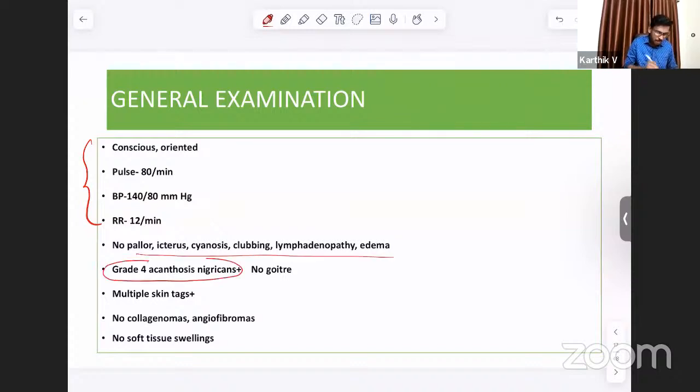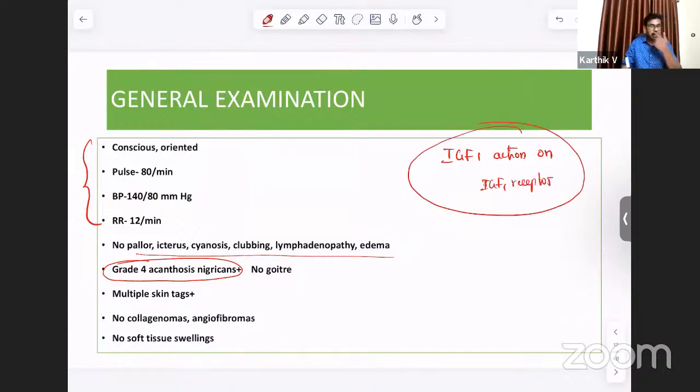Now, what is the importance of acanthosis nigricans in a patient with diabetes? Why does it occur? It is due to increased IGF-1 action on its receptor, the IGF-1 receptor. So a patient develops acanthosis nigricans due to IGF-1 action on the IGF-1 receptor. But when insulin levels are very high, this insulin can bind to the IGF-1 receptor. That is why in obese patients with hyperinsulinemia, you see acanthosis nigricans, and it is considered one of the main markers of insulin resistance.